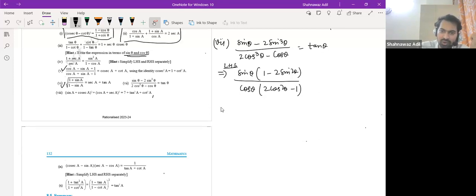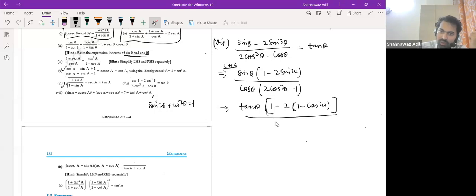Use identity, right? Absolutely correct. So this is tan theta. Okay. And 1 minus 2, and what can we write about this sine square theta? What is sine square theta? Yes. Cos square theta minus 1. Cos square theta minus 1 or the other way around? 1 minus cos square theta. Yes. 1 minus cos square. Good.